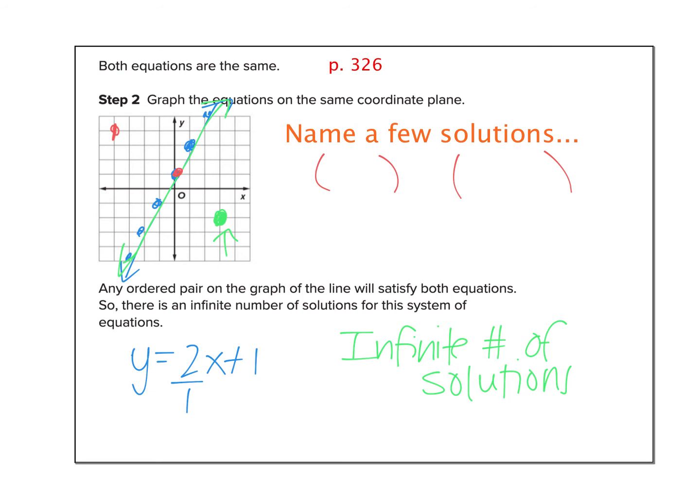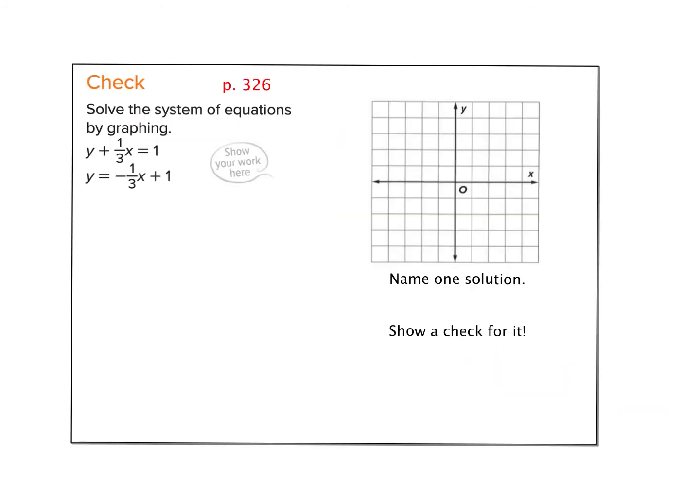All right, well, here's one right here. This is on the line, on both lines. So 0, 1, that would be a solution. Here's one right here. Looks like I went over 1, up 1, 2, 3. So 1, 3, that's another solution. Here's one, -1, -1. So there's tons of points that work, not every single point, but any that are on the lines. So we say there is an infinite number of solutions.